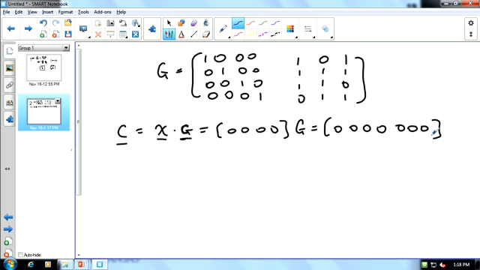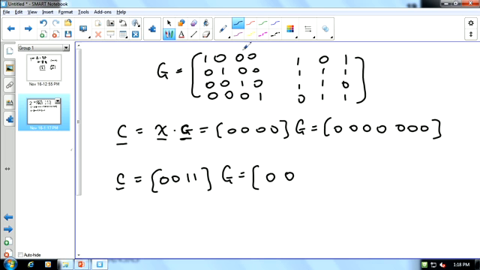Okay, so for the all-0 sequence, its code word will be 0. And for the second example, we have 0011 times G. In this case, we take this row times the first column, which gives the result in the first row and the first column. And the first row times the second column, so again, it's going to be 0.